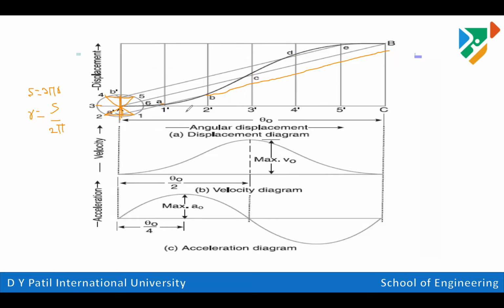Here we are using parallel lines, and with the help of parallel lines we are achieving the displacement diagram. So this is all about the displacement diagram for cycloidal motion. Now next, again we can create this part. The radius is s upon 2 pi. I have explained the process of how to create the displacement diagram for the same cycloidal motion.